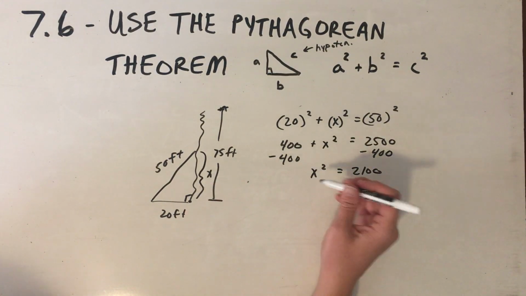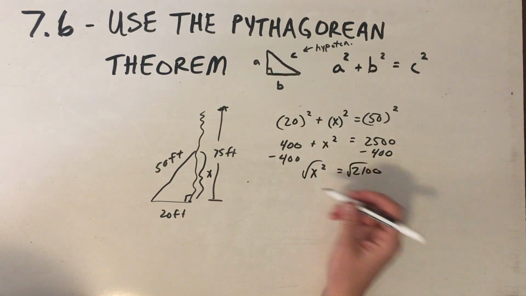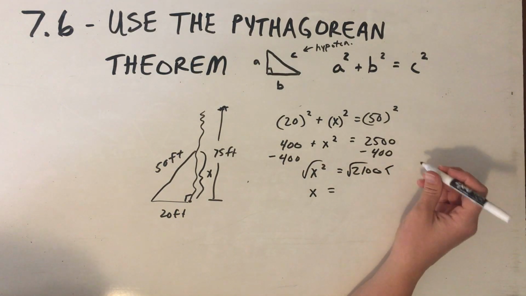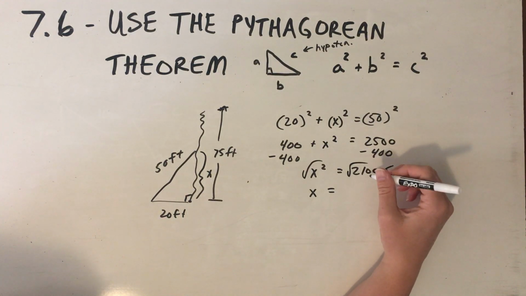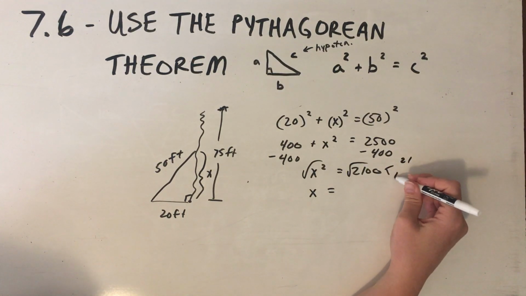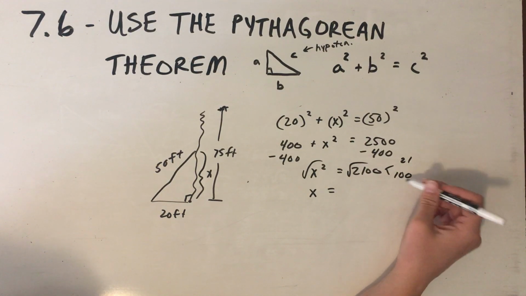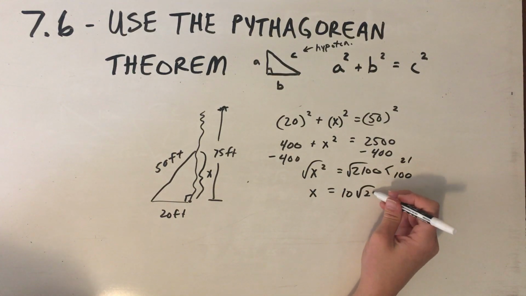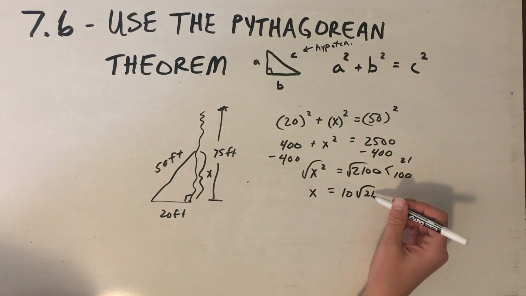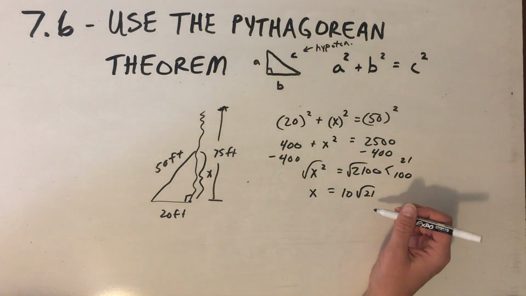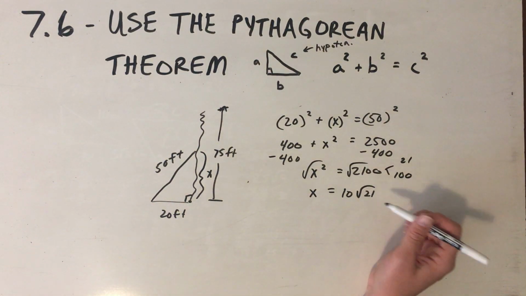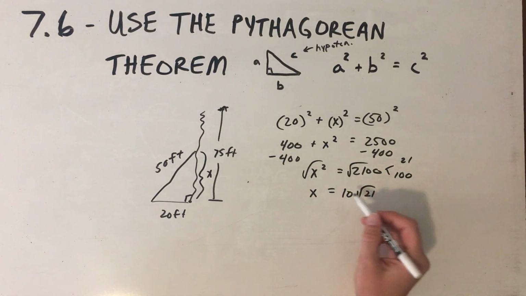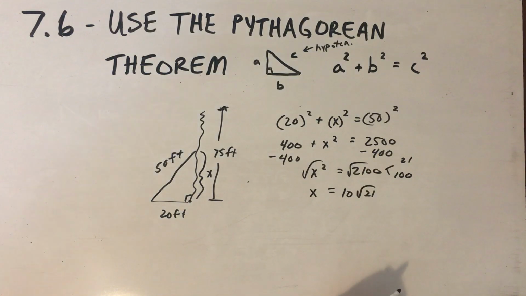Again, I'm looking for this length of X, so I'm going to say X is equal to, and this is going to be the square root of 21 times 100, and the square root of 100 is 10, so this is going to be 10 root 21. And so the length of this side, again, what does 10 root 21 mean? Well, 21 is between the square root of 4 and the square root of 5, so this is between 40 and 50 feet.